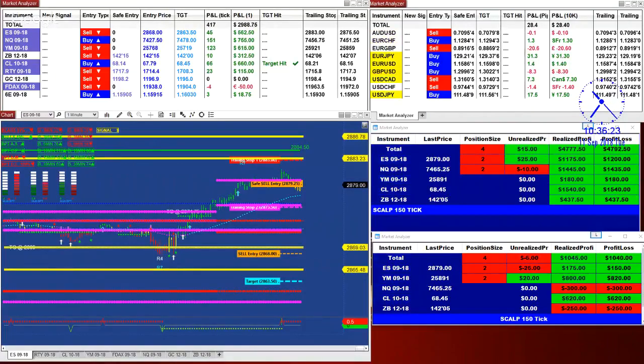Today was a beautiful run earlier in the European market, but then the market died out 2-3 hours before, and now we are trying to go back to trading again.